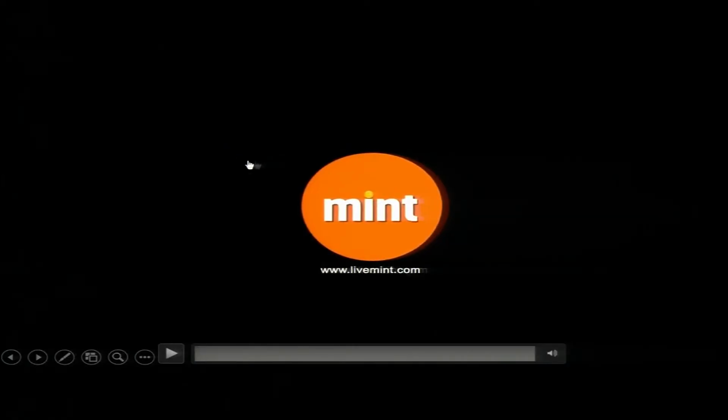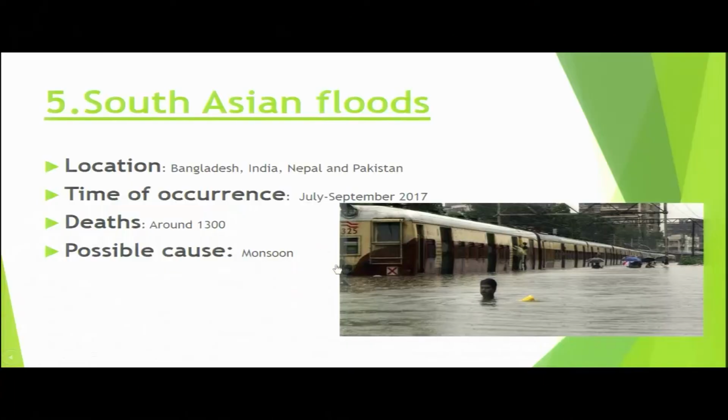So that was the Uttarakhand wildfire. Now the next hazard is South Asian floods. This is the next hazard, South Asian floods, which we Indians face every year due to the monsoon from July to September. The location is the Indian subcontinent, which comprises Bangladesh, India, Nepal and Pakistan.